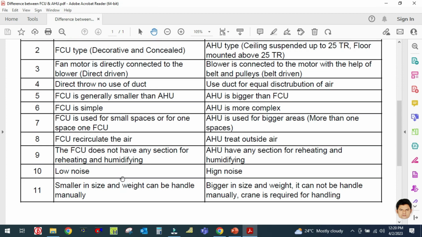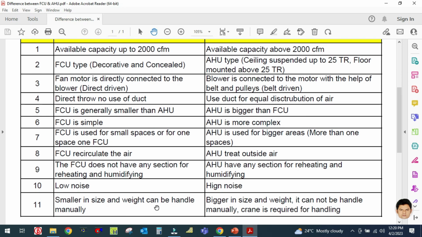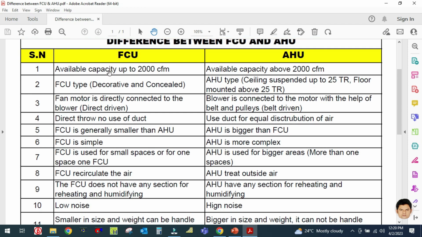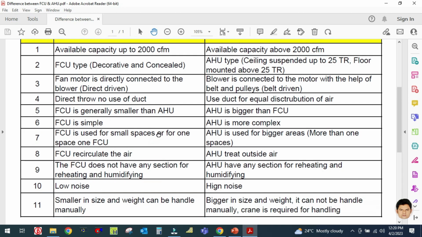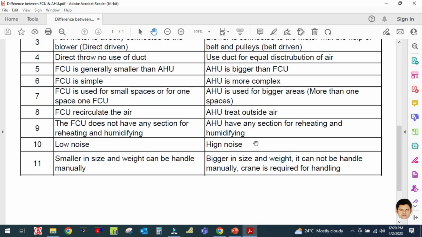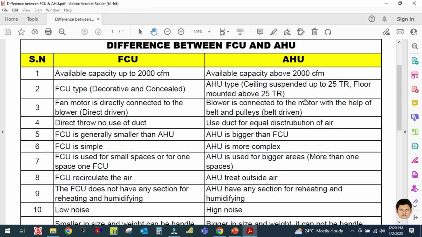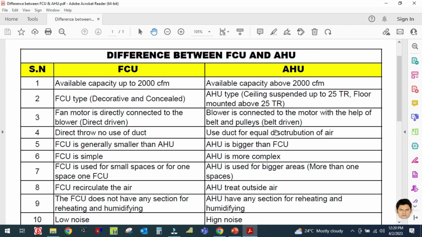And then the last, the 11th difference, is smaller in size and weight can be handled manually. This fan coil unit can be handled manually because of its smaller size. The size of the unit and weight is also less. But air handling unit is bigger in size and weight. It cannot be handled manually. Crane is required for handling. Because of bigger size and more weight of this AHU, we cannot handle this manually. So for handling of AHU, crane is required.